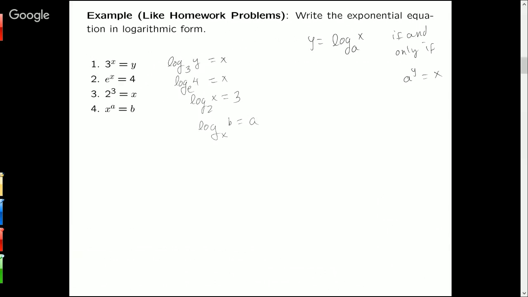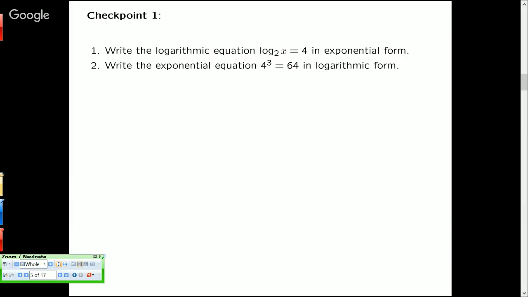Okay, so that's the relationship between the two of them. Let's go on. So you guys get to write one. You have two problems right here. Log base 2 of x equals 4 in exponential form. And then 4 cubed equals 64 in logarithmic form.